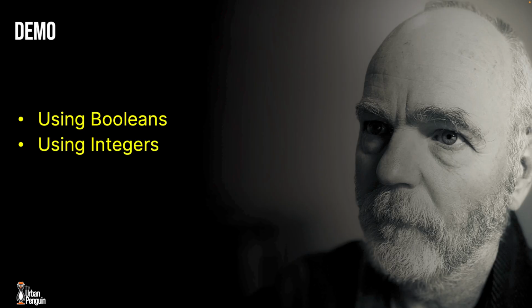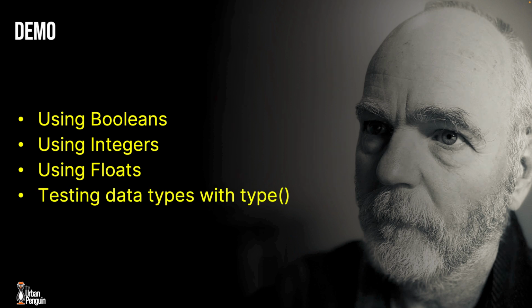We're going to dive out now and take a look at the demonstration. In the demonstration, we're going to be able to look at using Booleans, using integers, using floats, and of course, testing data with the type function. So come on, let's see if we can find our Jupyter notebooks. And in doing so, we can begin by taking a look at our first data type, Boolean values, simple, true, or false.